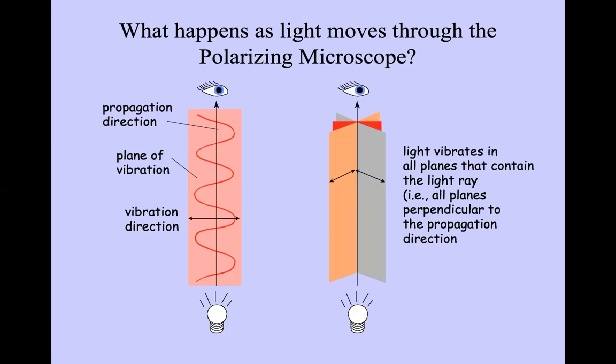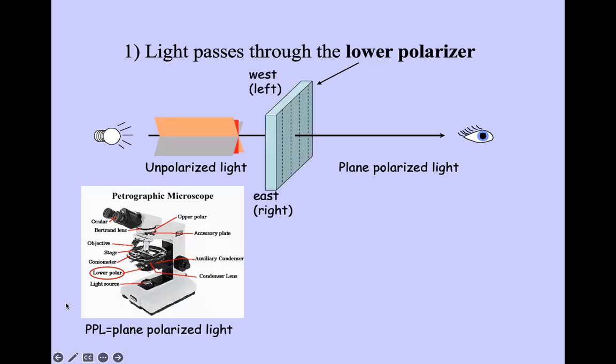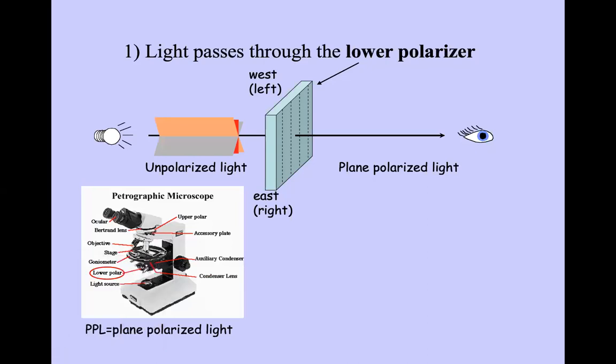So the other light vibration directions will be cut down. When the polarizer is inserted, in the microscope you can see there will be a polarizer exactly in this place. This is the device, the lower polarizer. So I have denoted it here as the polarizer.